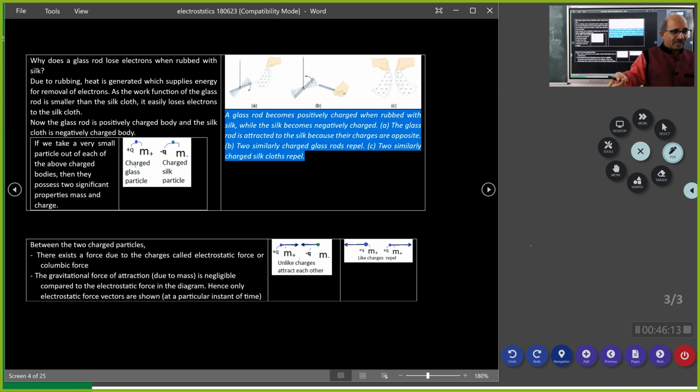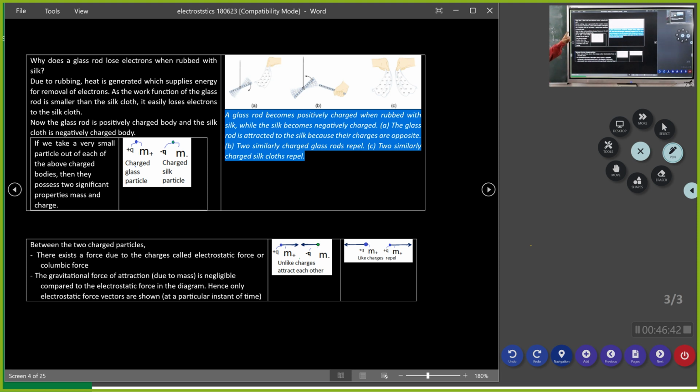If you rub glass with silk, glass will become positively charged, silk will become negatively charged. Like that, there is a series. So according to the series, you will have this happen. The work function is a concept, but let me not get into that now. Just like how you have the electrochemical series, you have the work function series. It will tell you what happens if you rub this with this, or that with that. In that list, silk comes first and glass comes next.